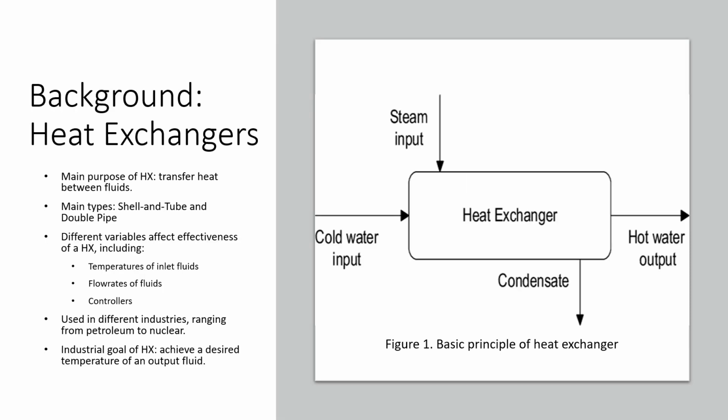Looking at a quick background of heat exchangers, the main purpose of these is to transfer heat between fluids. The main types that are used include shell and tube as well as double pipe. Different variables that can affect the effectiveness of heat exchangers include the temperature of inlet fluids, the flow rates of these fluids, as well as the controller used. Heat exchangers are used in many different industries, ranging from petroleum to nuclear. And in terms of industries, the goal of heat exchangers is to achieve a desired temperature of an upper fluid for later use.